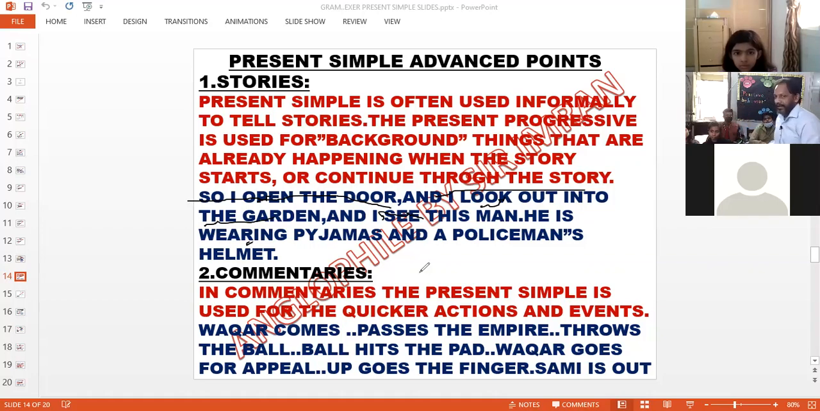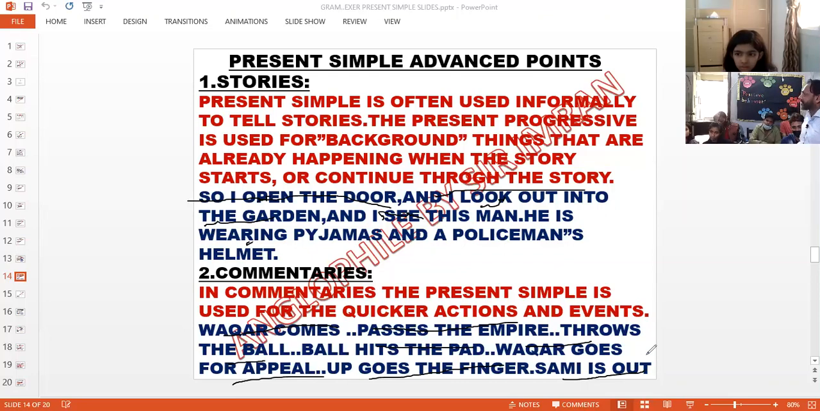Present simple tense. You see, Wakar comes, passes the fire. You see, here it is written. Wakar Yunus, Wakar comes. Passes the fire, throws the ball, hits the pad. Wakar goes for an appeal. Up goes the finger. Sami is out. India is in trouble. Present simple tense.